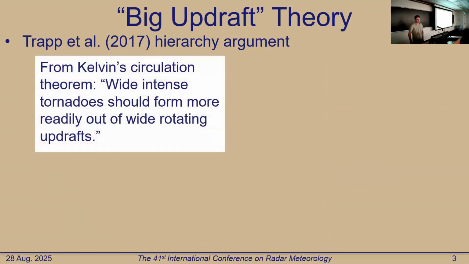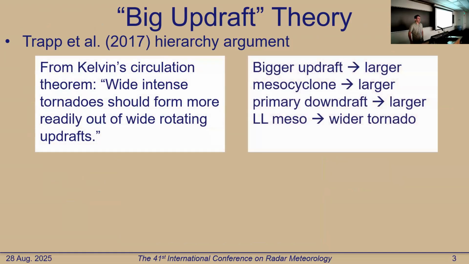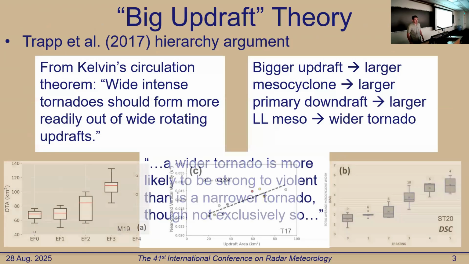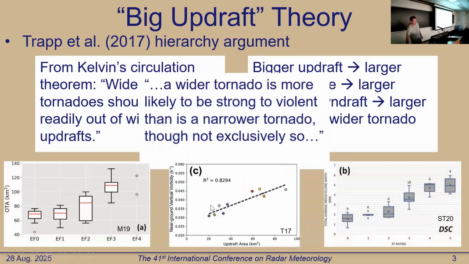I won't get into this too much, but the idea formulated in a 2017 paper, this theory that said, well, if you have a larger storm updraft, you're more likely to have a larger tornado, and that larger tornado is more likely to be more intense. They ran computer simulations and showed there was a correlation between near ground rotation and the size of the updraft. So there was some evidence for it.